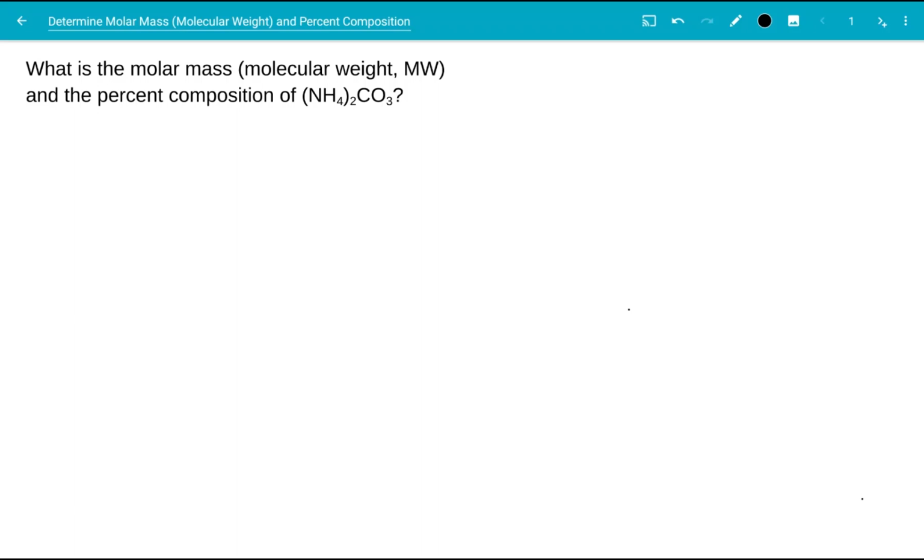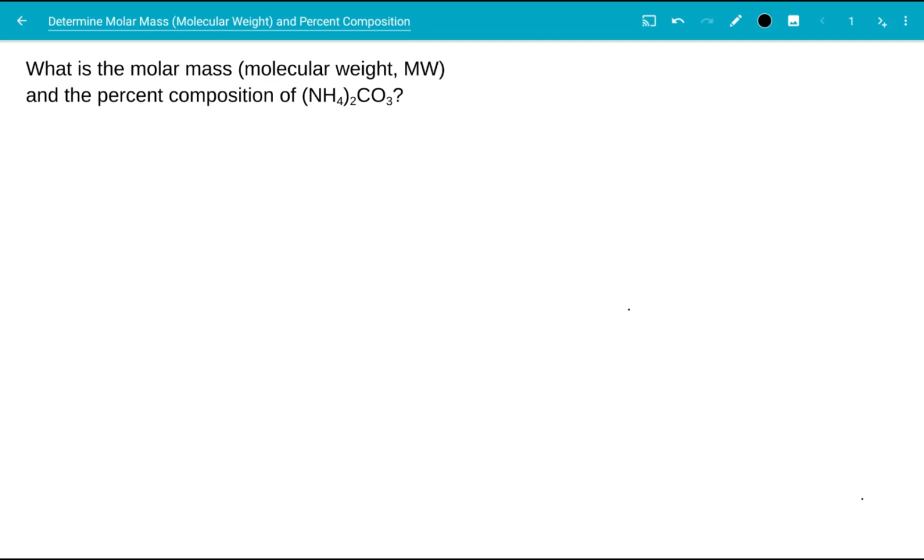Brazil. Today you're going to learn how to determine molar mass, in other words molecular weight, and percent composition. So, what is the molar mass? Molecular weight, that's the old term, MW, and the percent composition of ammonium carbonate. Well, first let's talk about ammonium carbonate.